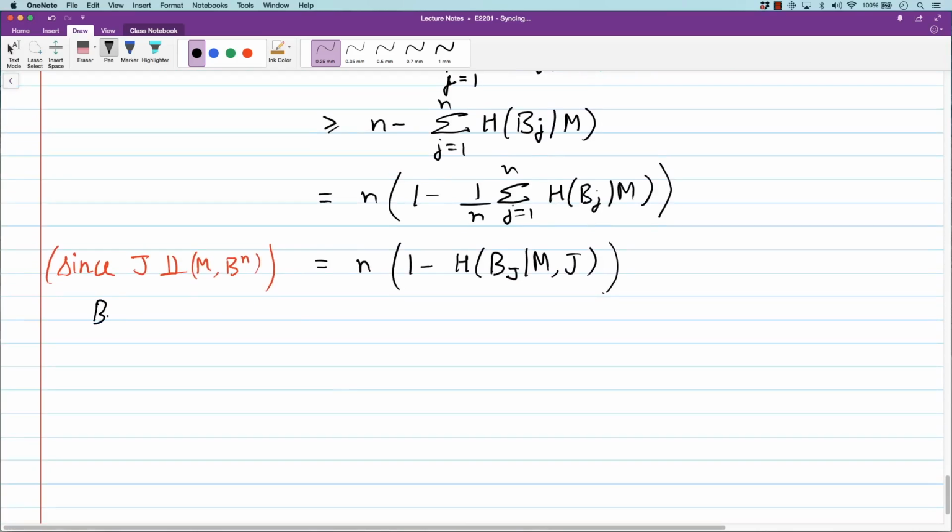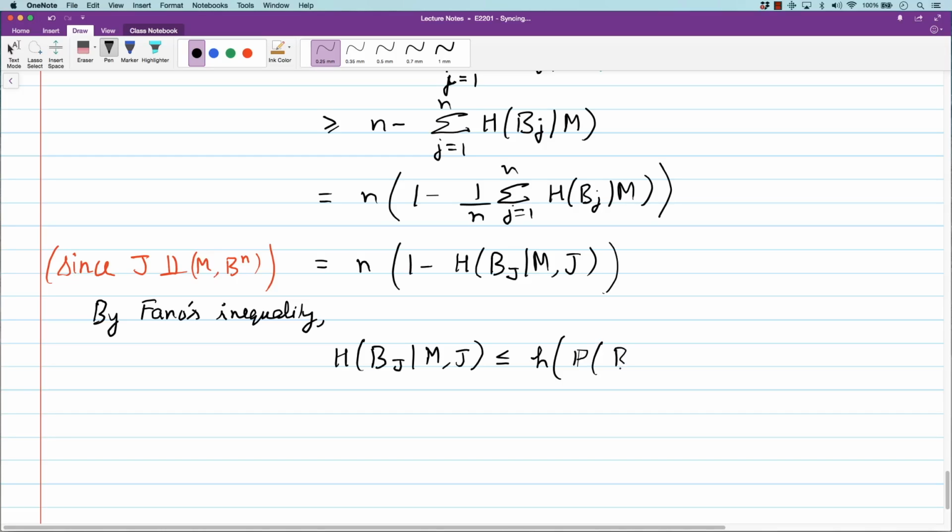So by Fano's inequality, h of bj given m comma j is less than or equal to probability of error times log of the cardinality of this alphabet, which is 2, minus 1. So the first term is just 0, plus the binary entropy of the probability of error. That's the probability that b hat is not equal to bj. Just to be sure, let's write b hat as a function of m comma j is not equal to bj.